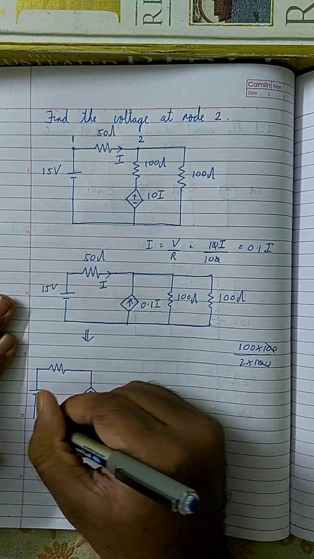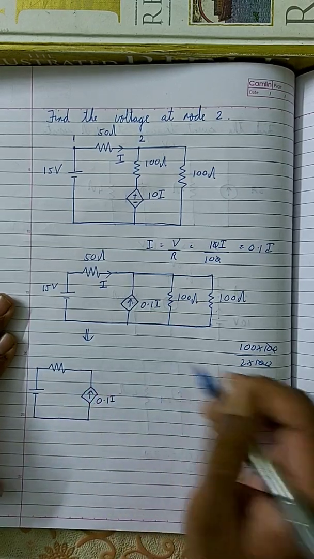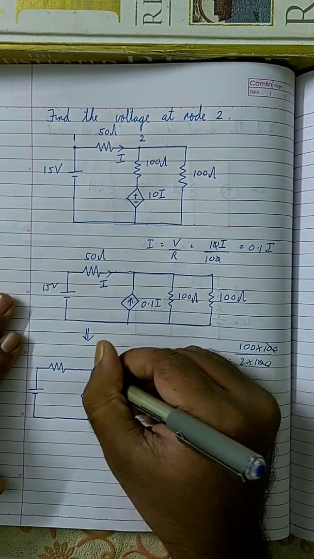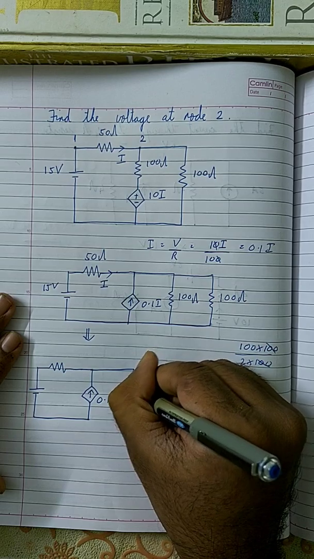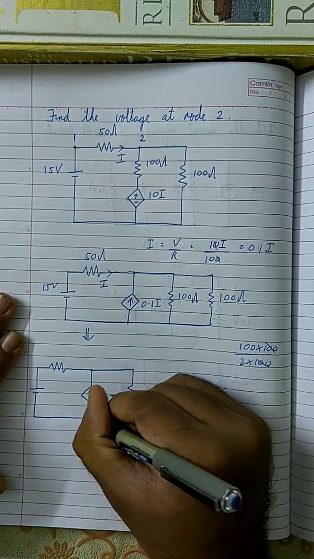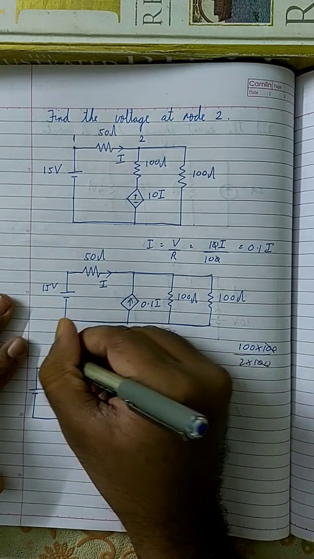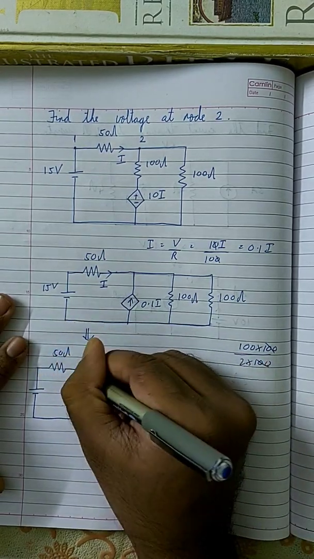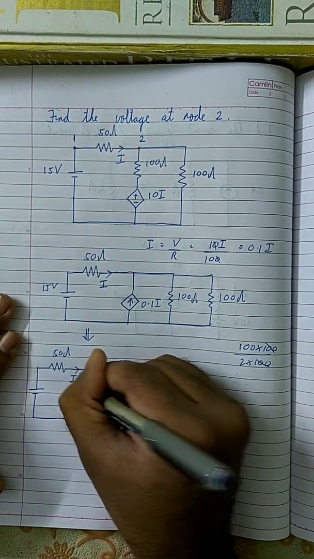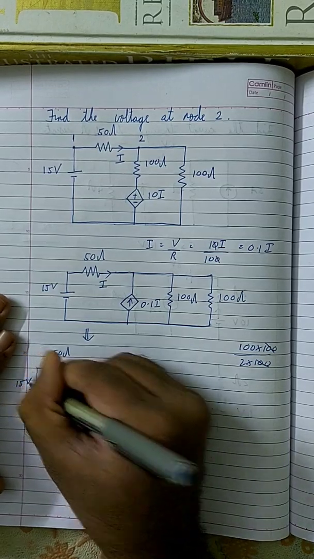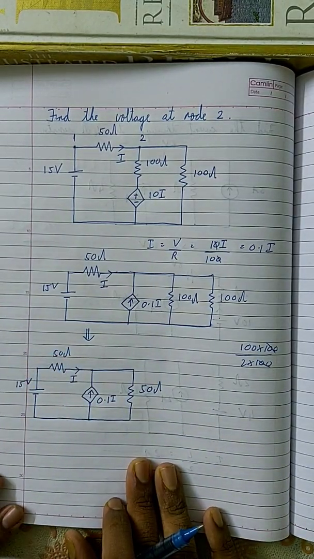0.1I with a current source, and these two resistors combined will become another resistor, which is also 50 ohm. This is 50 ohm, and its current value is I. This is 15 volt, right? 15 volt. There you have it.